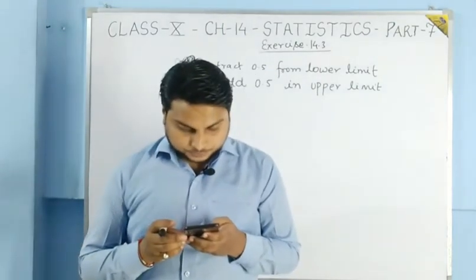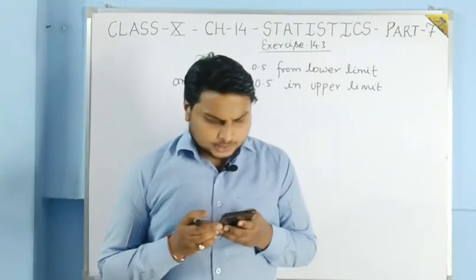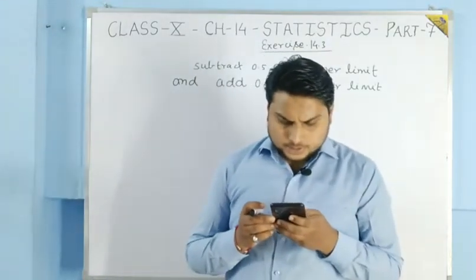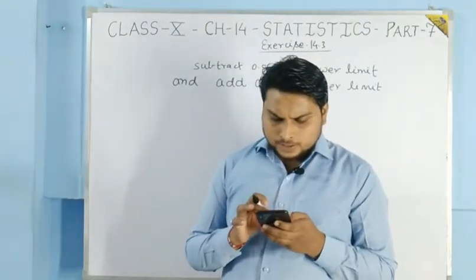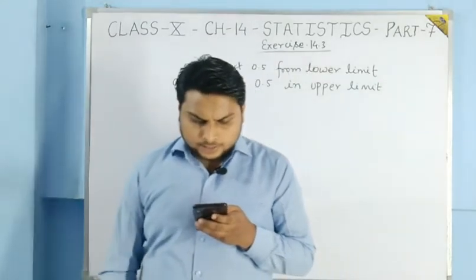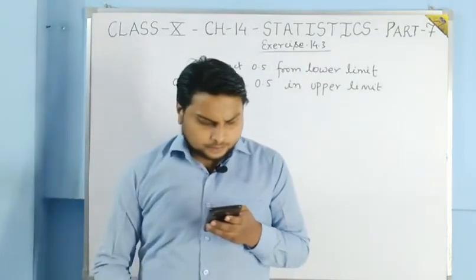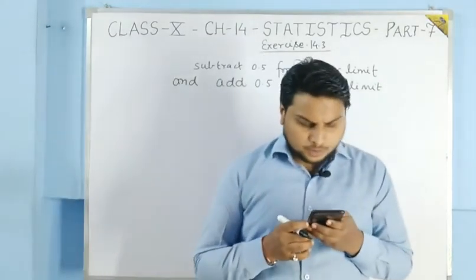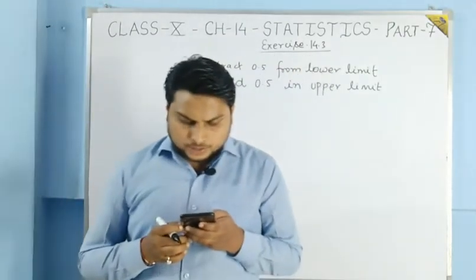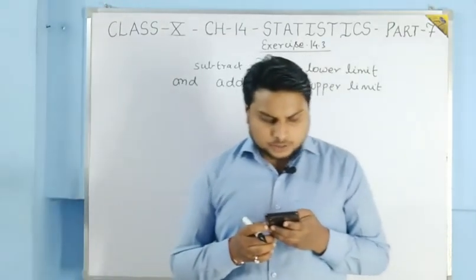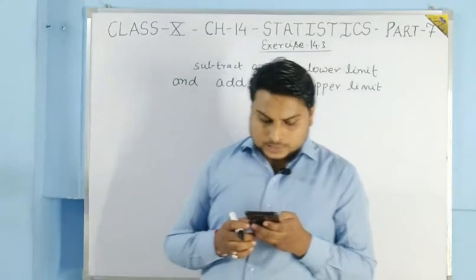Question number 6: 100 surnames were randomly picked up from a local telephone directory. The frequency distribution of the number of letters in the English alphabets in the surnames was obtained as follows.